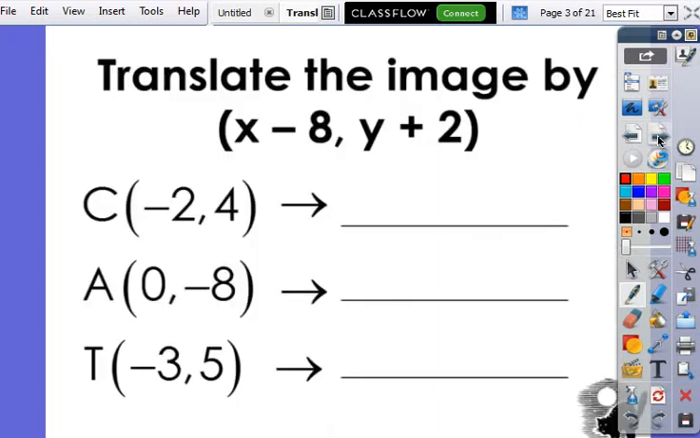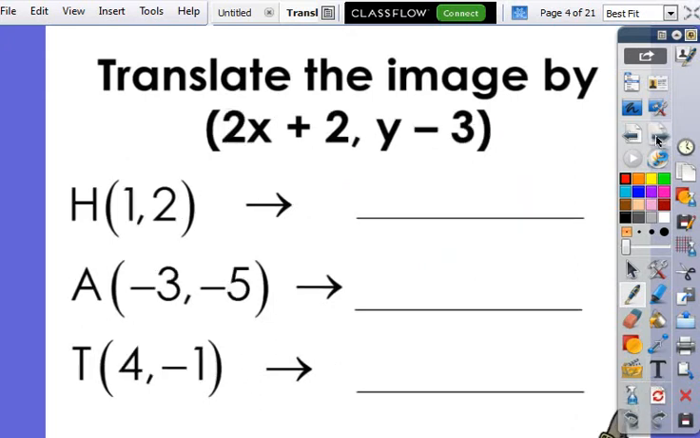So if it gives you the function rule, we're going to go by this part right here. All you have to do is say -2 minus 8 for my X, and then 4 plus 2 for my Y. So -10, 6 would be my answer. If it gives you the rule, you just plug the numbers in.